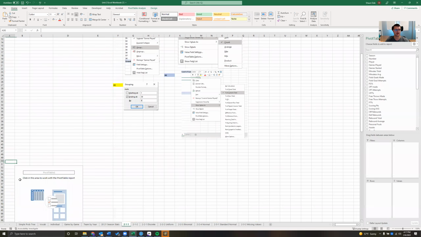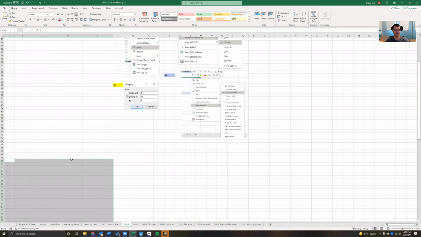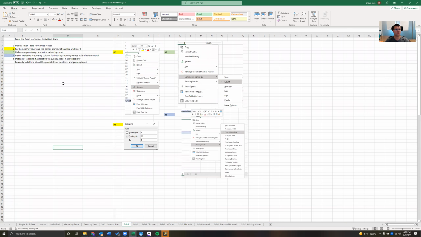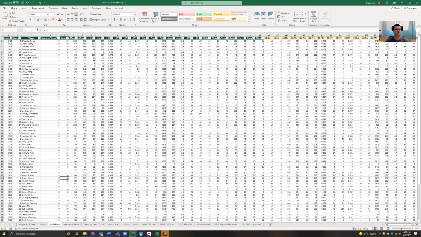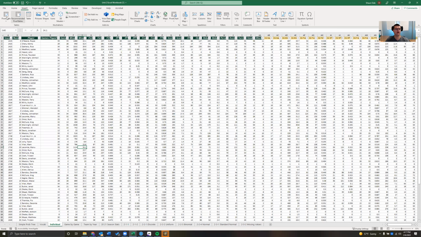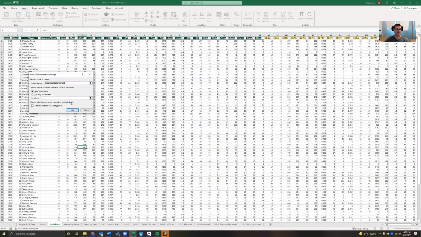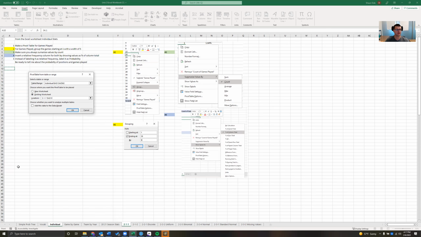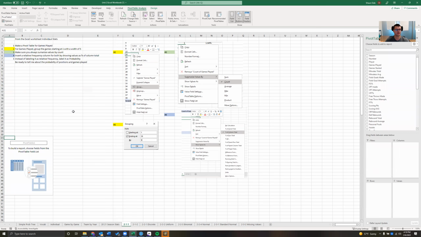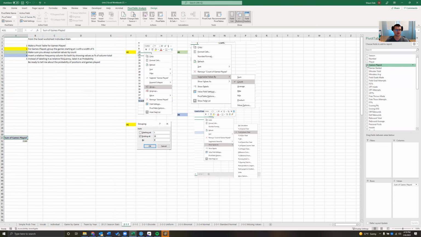So the first thing, which we can delete this, let's see here, pivot table of games played. So for the Excel worksheet for individual stats, I didn't spell individual right. So I'm going to go in here and do insert pivot table. And then I'm going to say, put it into an existing worksheet, and I'm going to put it right down here. Okay. And then for games played, group the games starting at 1 with a width of 5. So we're going to do games played. Okay. And then I'm going to put it down into rows.